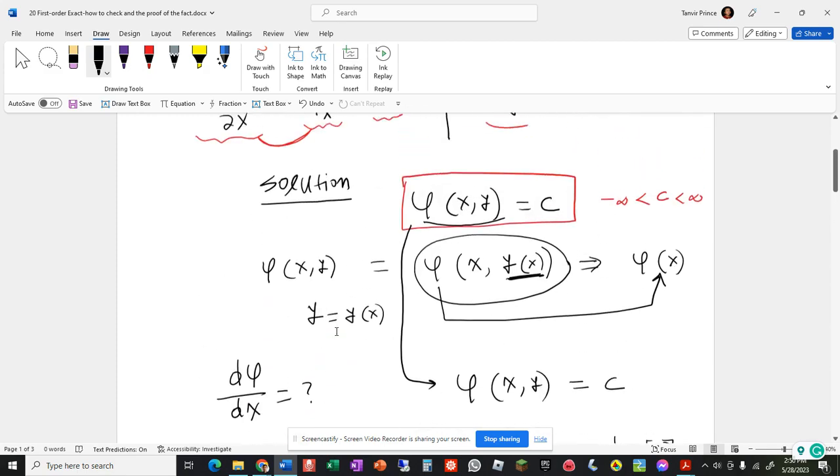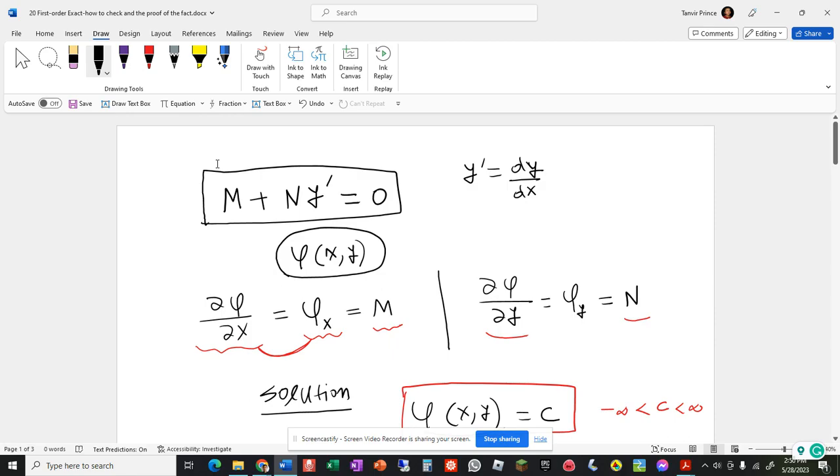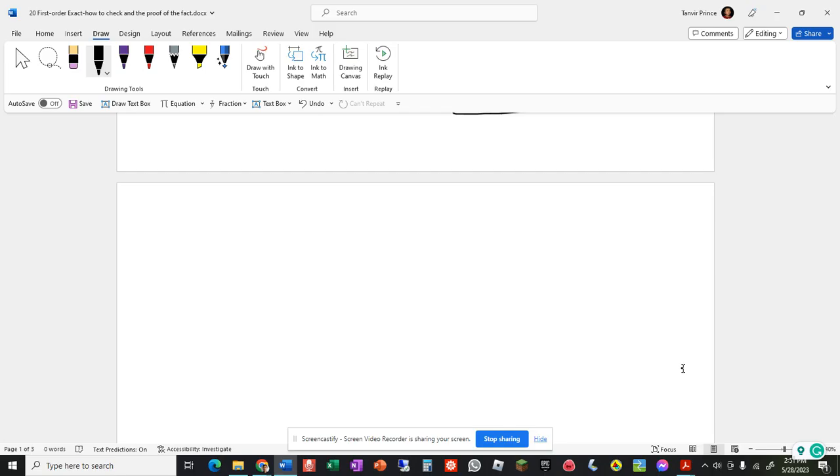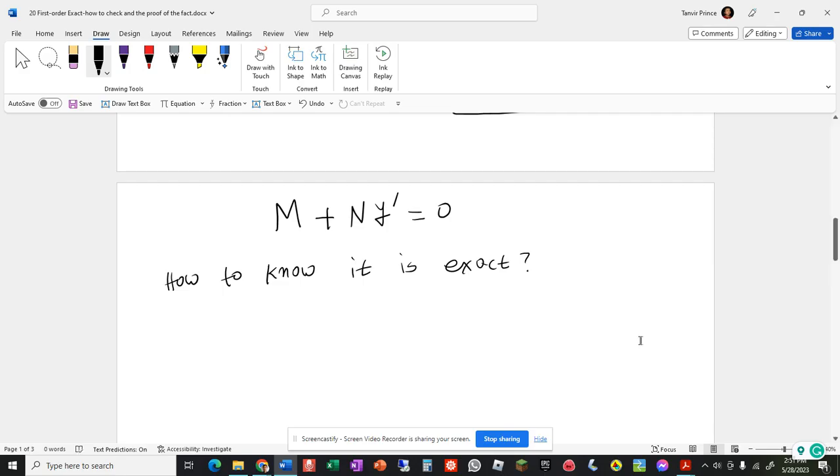Now, if I give you an arbitrary first order differential equation in this format, how do you know it is exact or not, right? If I give you a first order differential equation, how do you know that this is exact? How to know it is exact? So what is the definition of exact?